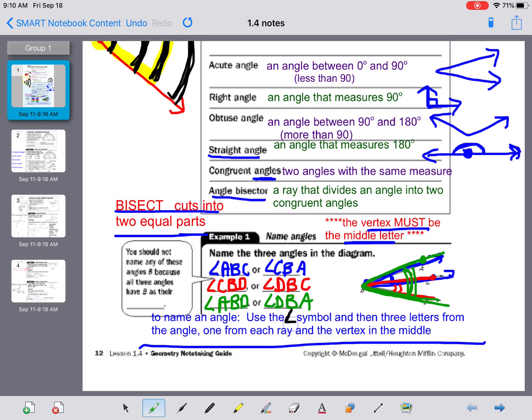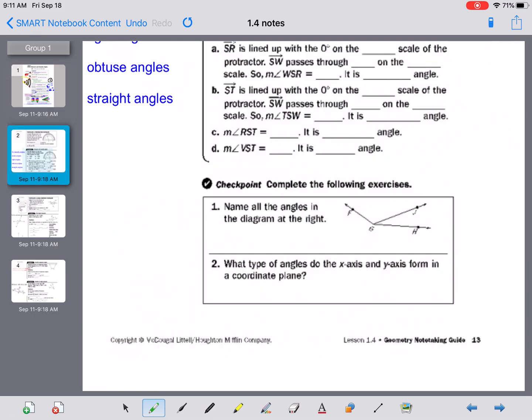Super, super important to name your angles with 3 letters. The middle letter must be the vertex every time, okay? If you don't name them with 3 letters, there's confusion, and you may not be talking about the same angle I'm talking about, and then we're going to be confused as to what we're looking at, okay? So let's go to page 2.